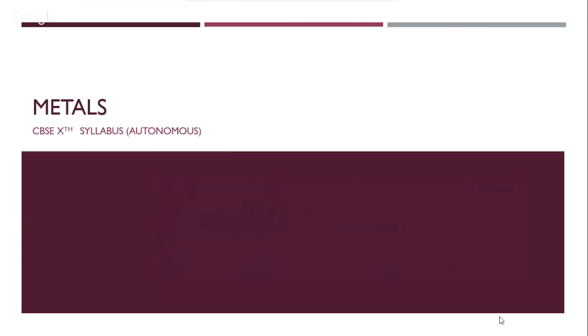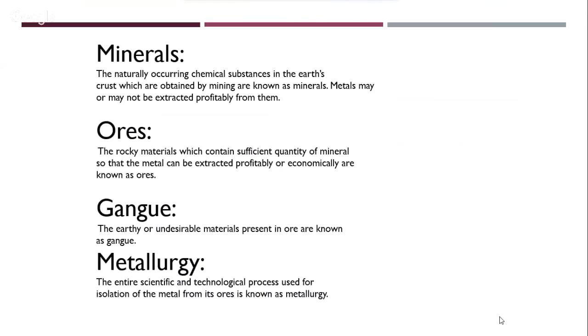So firstly, let's understand metals and how they are related to metallurgy or the extraction process. So these are some important terminologies of extraction or metallurgy. The first one is minerals. So what are minerals? Minerals are all of those substances which are found in the Earth's crust with the particular metal that we are looking for. So minerals are simply substances with the metal in them.